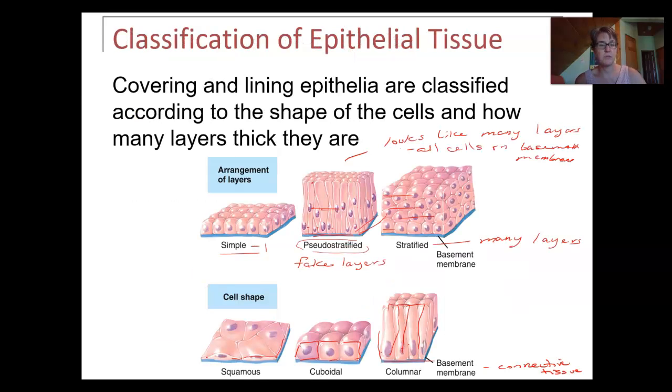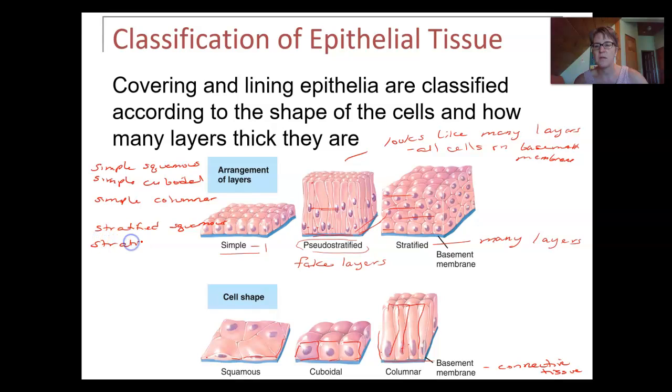Okay, so the name game is you put these together. So what do I have? I have simple squamous. Let's see if I can write them all out there. I have simple cuboidal. I have simple, what? Which one am I missing? Columnar, you are right. I have stratified squamous. I have stratified columnar. Oops, and stratified cuboidal. That one's not so common.